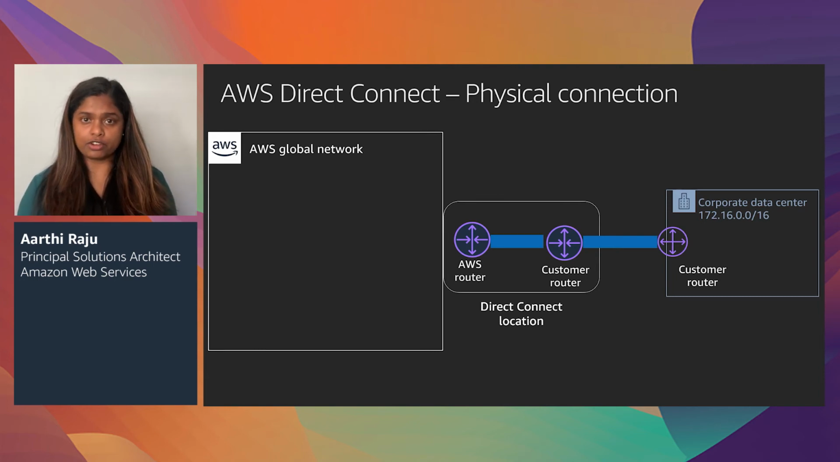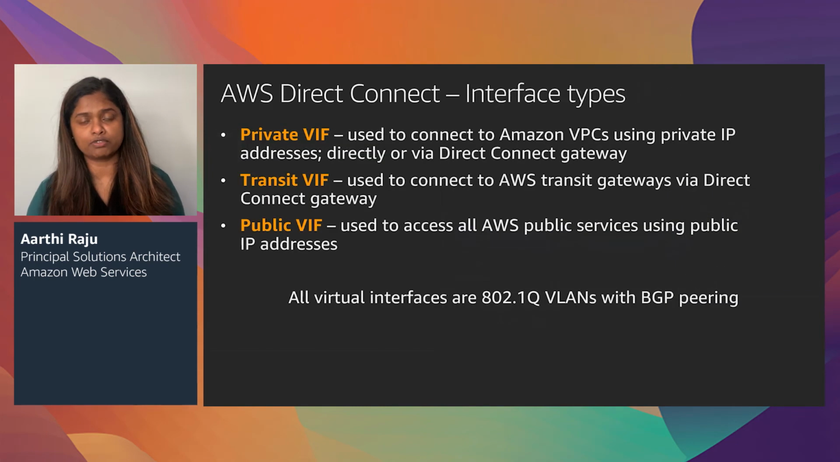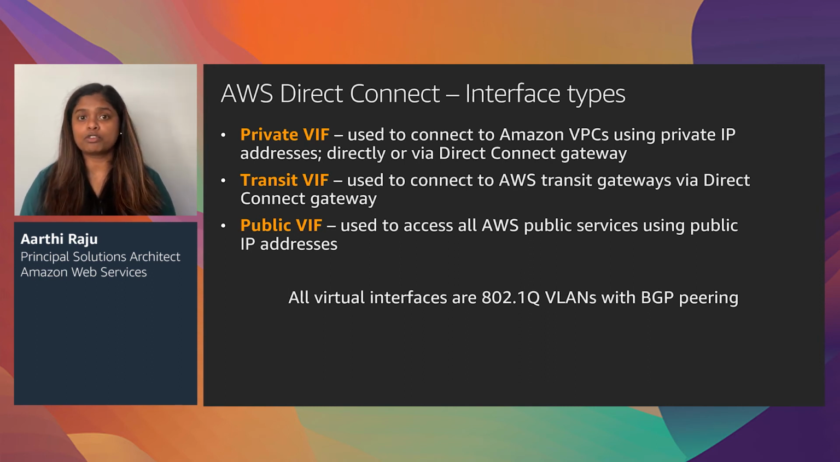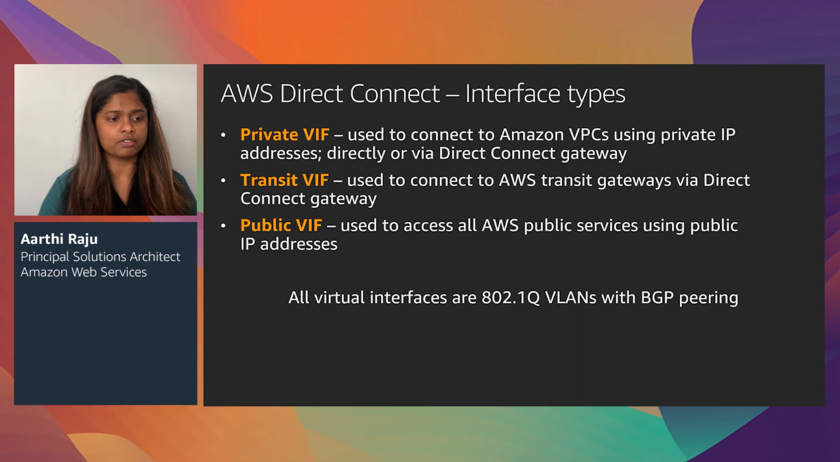Once the physical connection is figured out, the logical connection kicks in, and this is where we use virtual interfaces. These are simply 802.1Q VLAN tagging and BGP peering. So the three types of interfaces that we're going to be talking about are the private virtual interface, the public virtual interface, and the transit virtual interface.